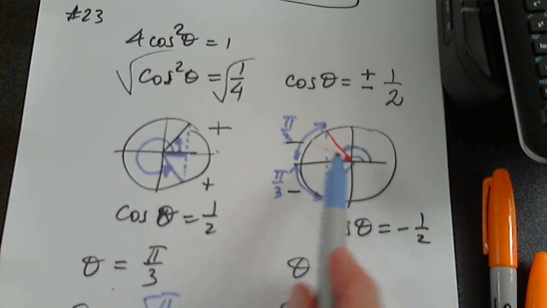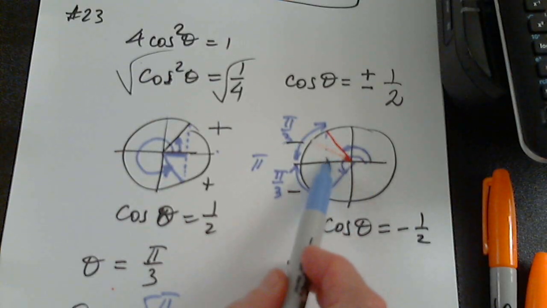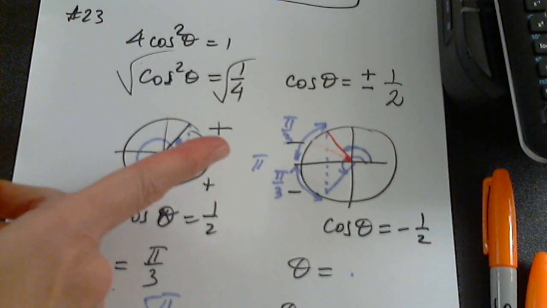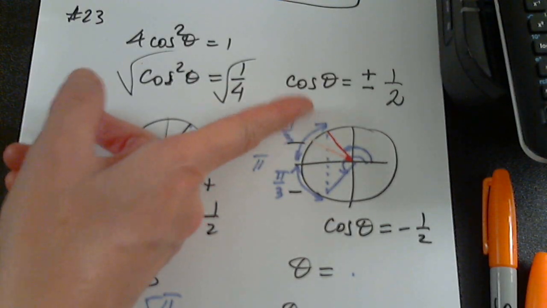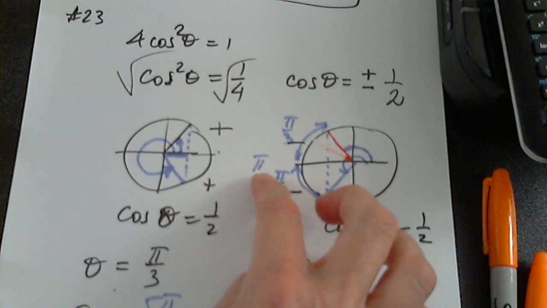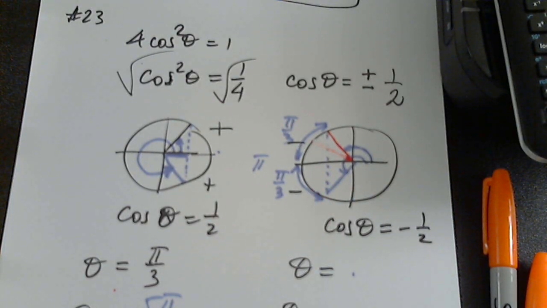How do I find this angle? Pi minus pi over 3. How do I find this angle? Pi plus the reference angle. Can anyone give us those two angles so we can put them in and move on? I need somebody to calculate pi minus pi over 3 and somebody to calculate pi plus pi over 3. Pi minus the reference angle, pi plus the reference angle. What are they? Anyone, please?